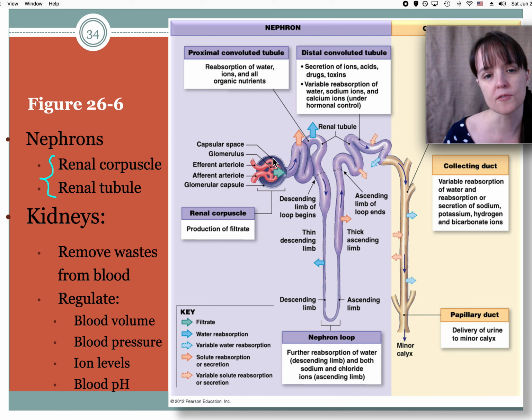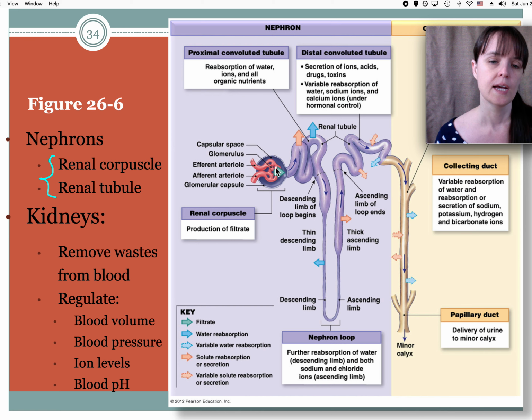And that forces the fluids into the capsular space. But the filtration membrane catches the red blood cells and all the large proteins, most of the proteins, all the proteins except the albumins. And so you end up with this filtrate in the capsular space. And you end up with actually quite a lot of filtrate. And we need to turn this filtrate into urine.